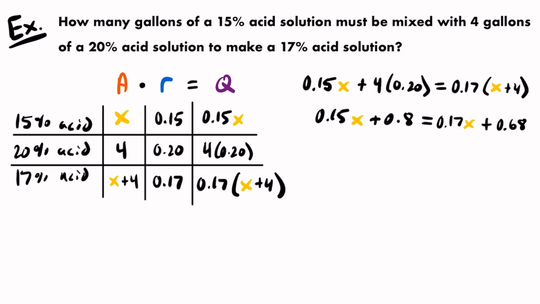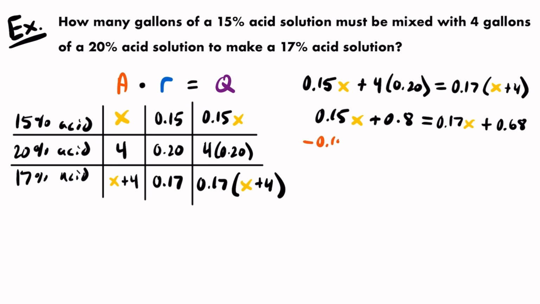All right, and now the next thing we want to do here is combine these two like terms, right? We have 0.15x and 0.17x. They both have that same variable part of x, so we can combine them, but do be careful. They are on opposite sides of the equal sign, so what we want to do is actually remove one of those terms from the equation by subtracting it from both sides. So in this case, I'll subtract 0.15x from both sides of the equation. That will look like this.